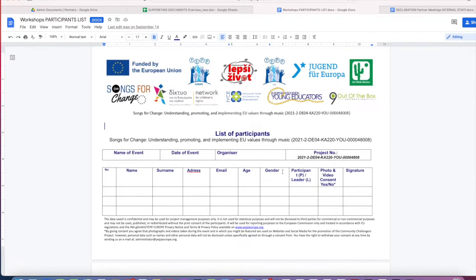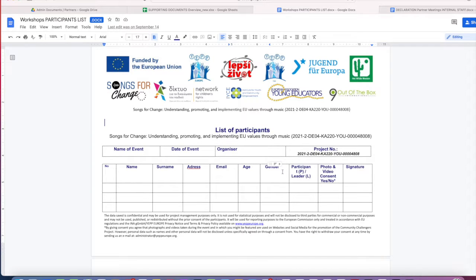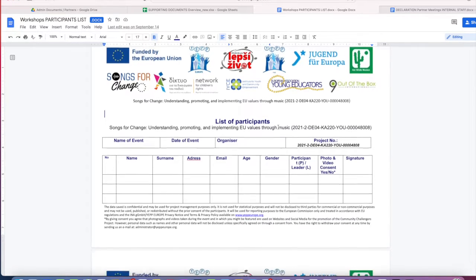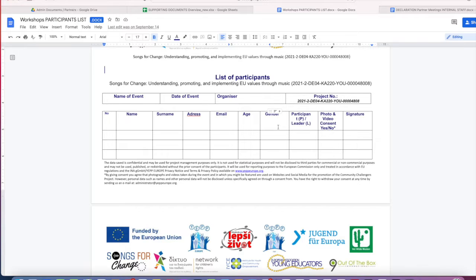Here we go, the participant list, with everything already filled in in terms of course, the logo, the project numbers and all that. The participants basically have to fill this in with their name, address, email, etc., all the data. They have to consent here that photos and videos are taken and later used for the promotion of the project. And then, of course, the signature, very important.